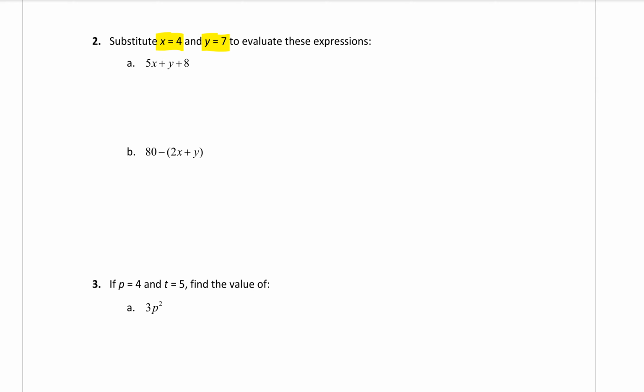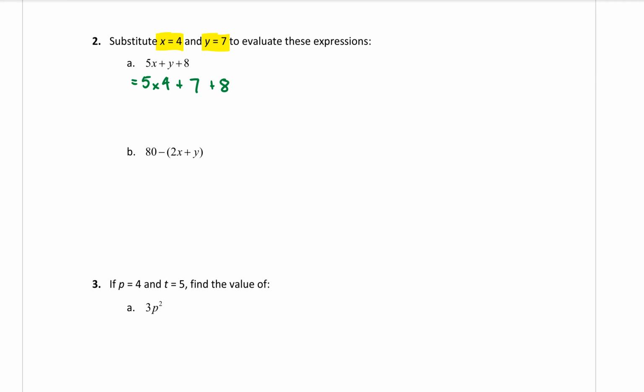5x. Instead of x, we want to replace that with a 4, but we need to put a times in. So 5 times 4. Then we have a plus sign in our expression, and it's plus y. But everywhere there's a y, we have to put a 7. Then our expression has a plus 8. And we've done our substitution.